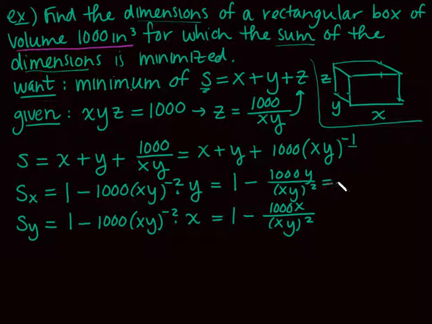Okay, and we're setting each of these equal to 0. I was looking at this, and there are a couple ways that we can do this. So what I'm going to actually do is something called clearing fractions, and I'm going to multiply this whole side by xy squared, and this whole side also by xy squared. So the algebra on this can be a little bit tricky.